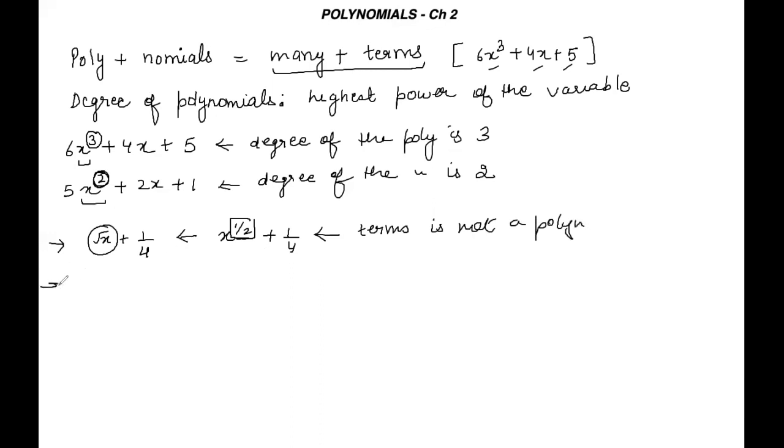Let us take another example of this. Let's suppose I have this expression 1 upon x plus 3. Again, the power of the variable here is minus 1. Therefore, we would say that this algebraic expression is not a polynomial.